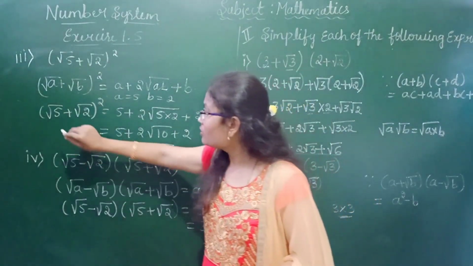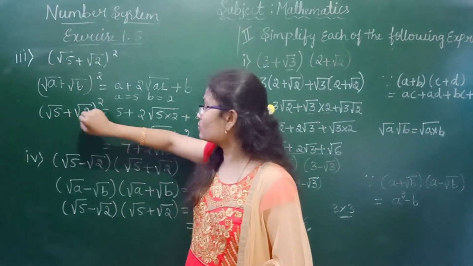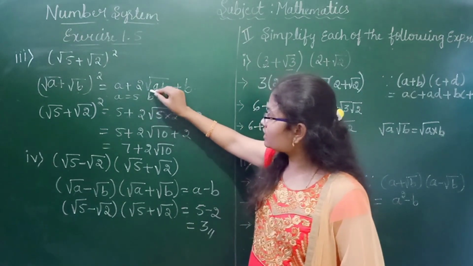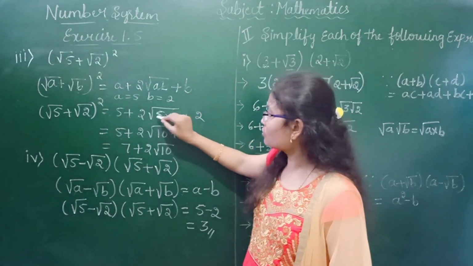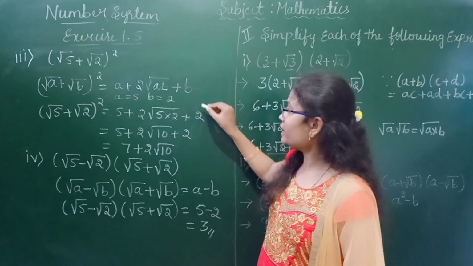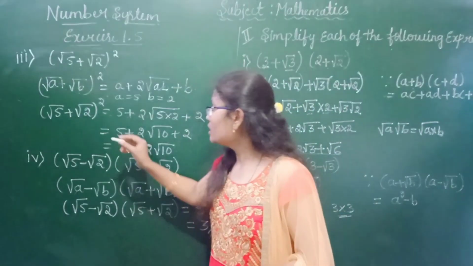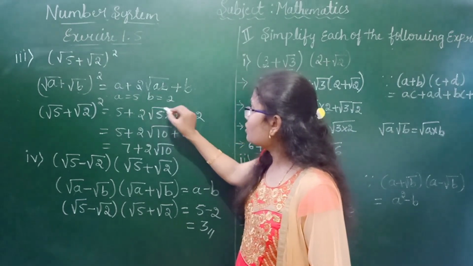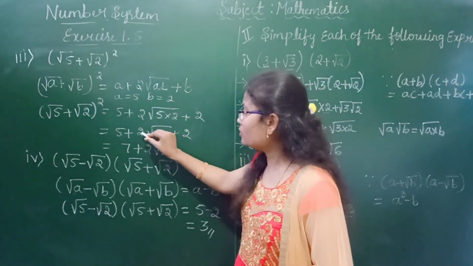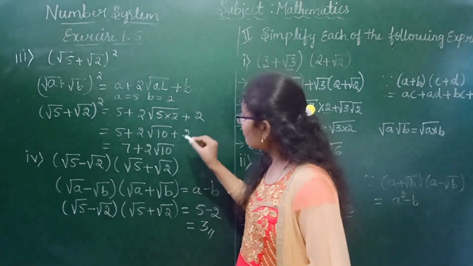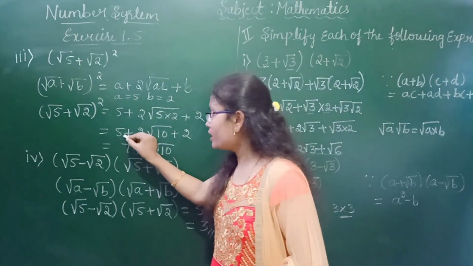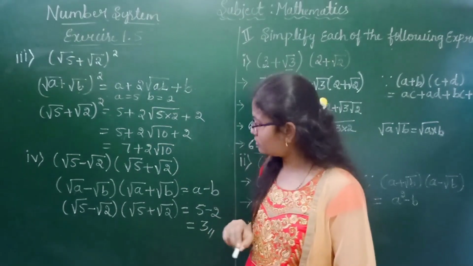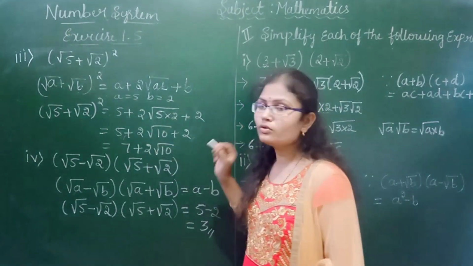Then what happens? Next you can see here root 5 plus root 2 whole square is equal to a, which is 5, plus as it is, 2 as it is, root a into b is equal to root 5 into 2, plus b is equal to 2. Now you can observe 5 as it is, plus 2 as it is, root 5 into 2 is equal to 2 root 10, plus 2 as it is. Now we have to add 5 and 2. What are you going to get? 5 and 2 is equal to 7 plus 2 root 10.